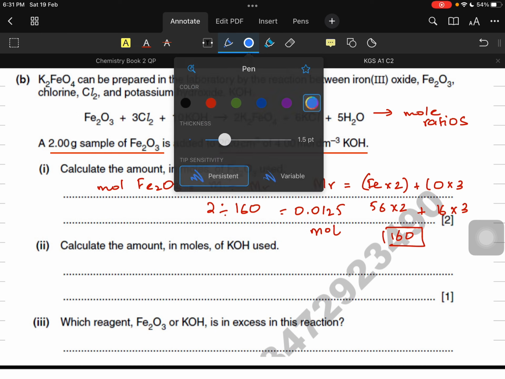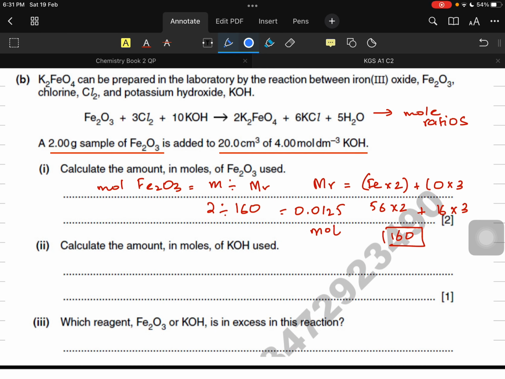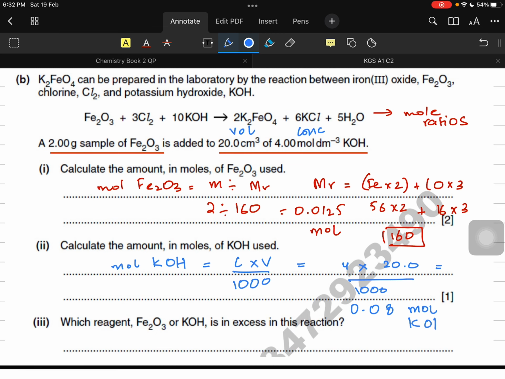Calculate the amount in moles of KOH. So let's find that out. Over here we have the concentration in mole per decimeter cube and volume of KOH. So moles of KOH, which is potassium hydroxide, should be equal to concentration times volume divided by 1000, which means 4 mole per decimeter cube times 20.0 divided by 1000, which is 4 times 20 divided by 1000, 0.08. So this is the 0.08 moles KOH.